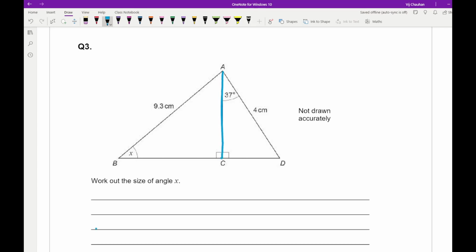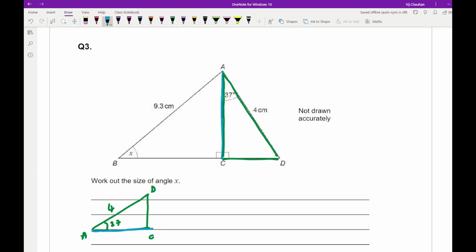So if I take that triangle out, let me just do it in a different colour so it's a bit more obvious as to what I'm doing. Let's go for green. If I take this triangle here, I'm just going to flip it on its side. So this here is 37, this side here is A, this is C, this is D. I know that AD is 4, and the side that I'm wanting to find is AC, which is this length here.